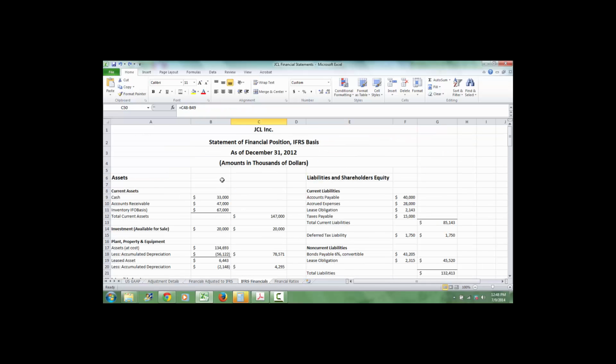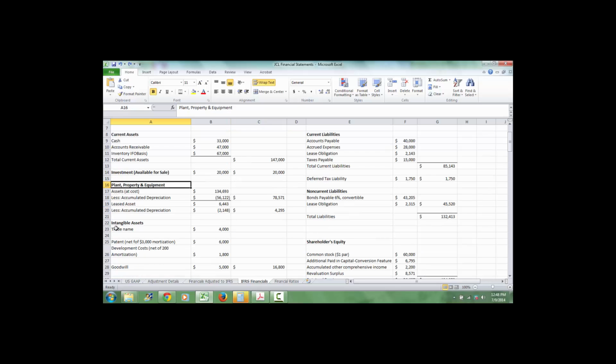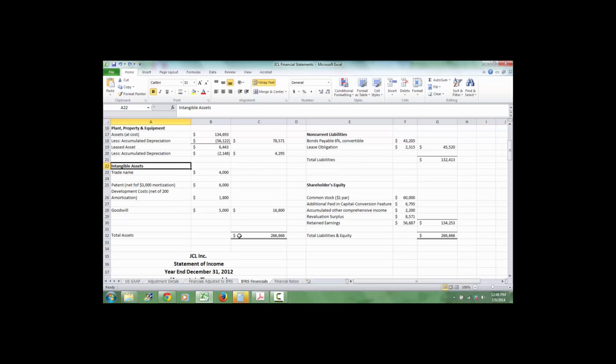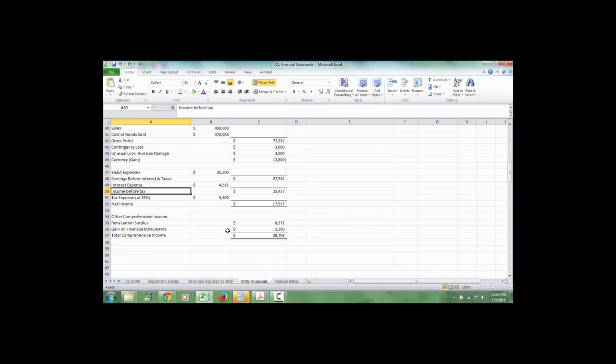So this brings us to our presentation of the financial statements. So we would list current assets, our investment, our plant, property, and equipment, our intangible assets. So we would have total assets, total liabilities. We would have the revaluation surplus here, other accumulated comprehensive income, the additional paid-in capital, which is the conversion. And on our income statement, the contingency loss and the hurricane damage and the currency gain would all go before we calculate income tax. And we would come out with total comprehensive income of $28,708,000, which includes the revaluation surplus and the gain on financial instruments.